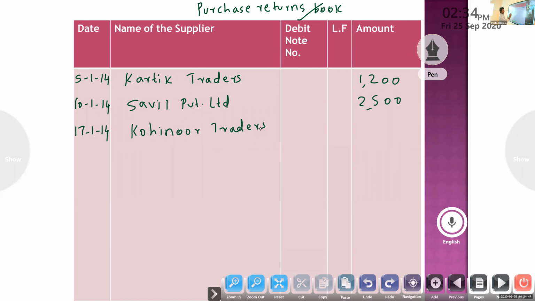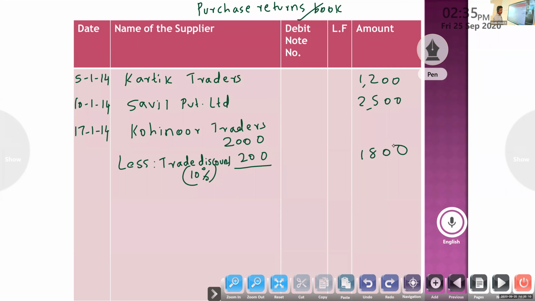List price 2,000, MRP. Less trade discount 10%. Less trade discount 200, which is 10% of 2,000. So 1,800. Any doubts? The amount is directly given. Trade discount means if you purchase goods in bulk quantity, you will get a discount, so you have to deduct that from the list price.